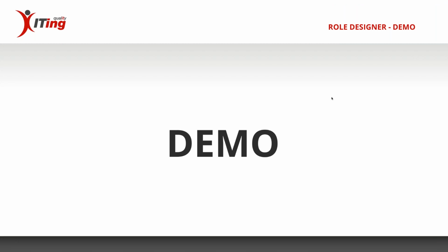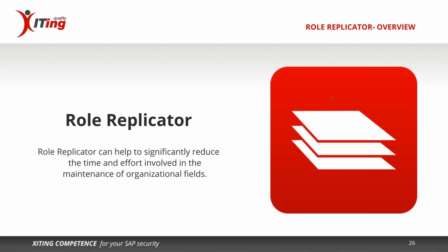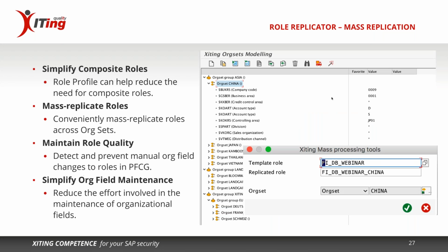Alrighty, so I don't see any new questions at this point, so let's move on to role replication. So we've designed roles at this point virtually. We may have pushed them into PFCG using that generate button we've seen before, and maybe we only created template roles for the purpose of replicating them, especially if you have a global organization with maybe different business units or different geographic locations that you want to build roles for, and if all those roles pretty much look the same except for the org fields, then you can use Role Replicator for that.